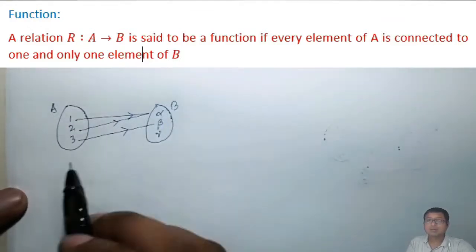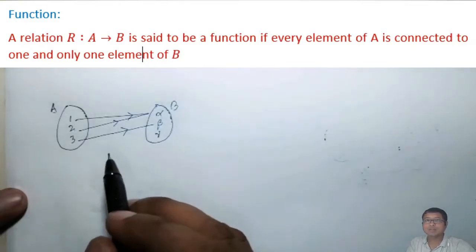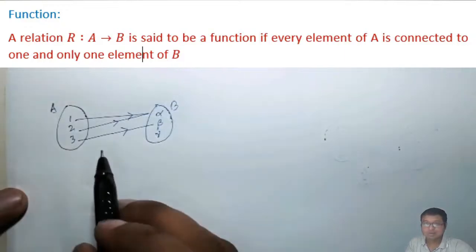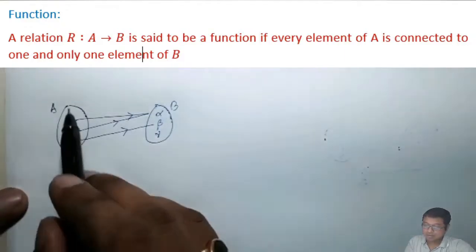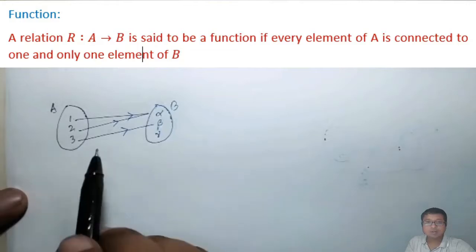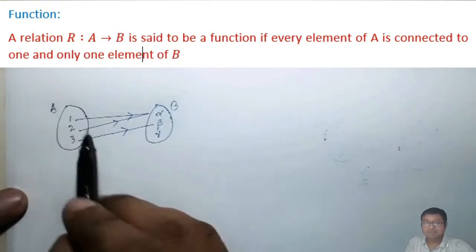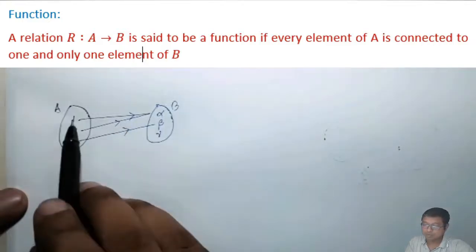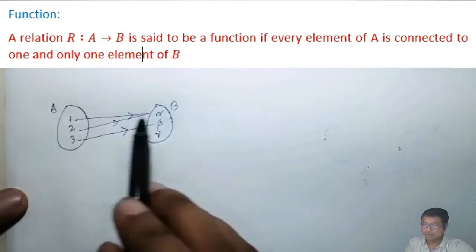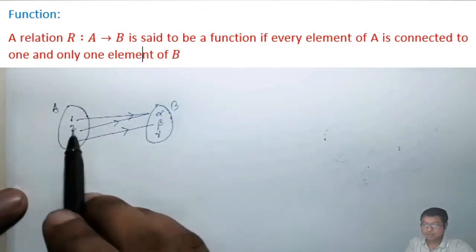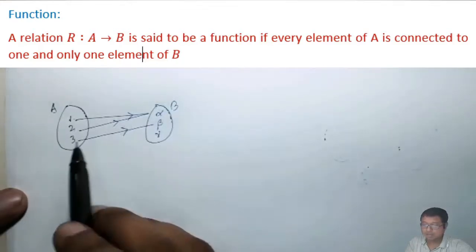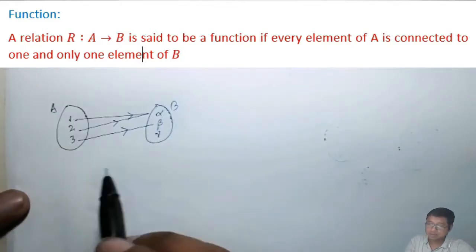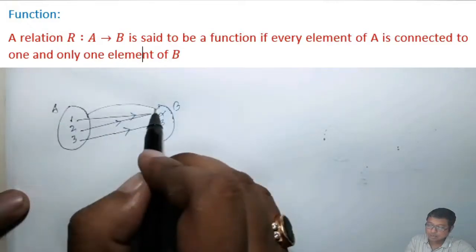Now, whether every element of A is connected to one and only one element of B is satisfied or not, let us try to see. Every element of A is connected, fine, no problem is there. Whether these elements are connected to one and only one element or not, that is also satisfied. If you see, 1 is connected to only alpha, 2 is connected to only alpha, 3 is connected to only beta. So both the conditions are satisfied. That means we can say that this is a function.